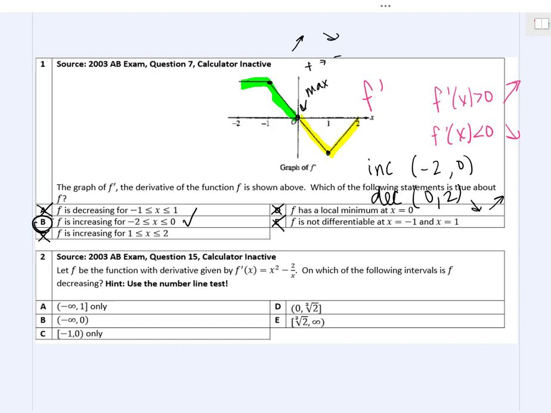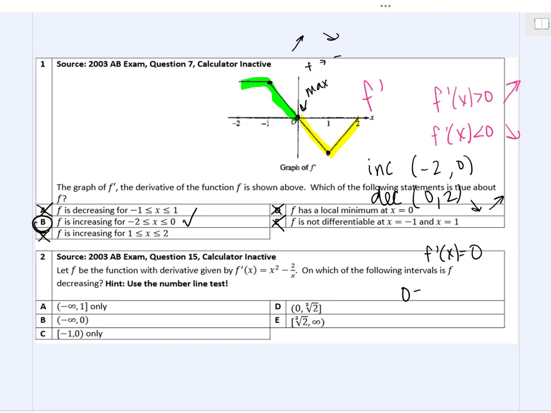Next guy here. Let f be the function with the derivative given by f prime equals x squared minus 2 over x. On which of the following intervals is f decreasing? Cool. So we're looking at this guy and saying we need to figure out where f prime of x equals 0, and then we're going to use that number line test to figure that out. So first off, let's figure out some solutions.